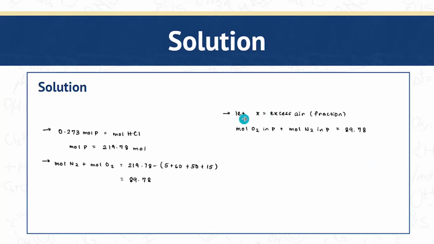Here, if we let x equal excess air as a fraction, for example, if the excess air is 10% in excess, then x is 0.1. Or if it's 15% in excess, then x is 0.15. That's how I use this notation. But you can use whatever is comfortable for you. You can even use the excess air in moles already. So later we can check if there are other solutions.